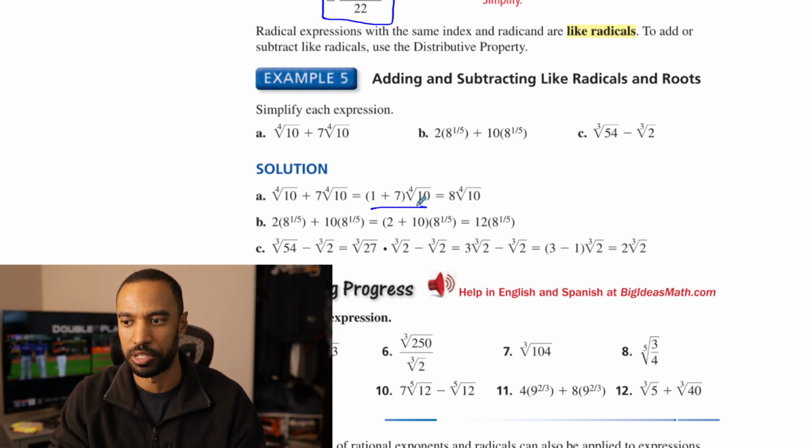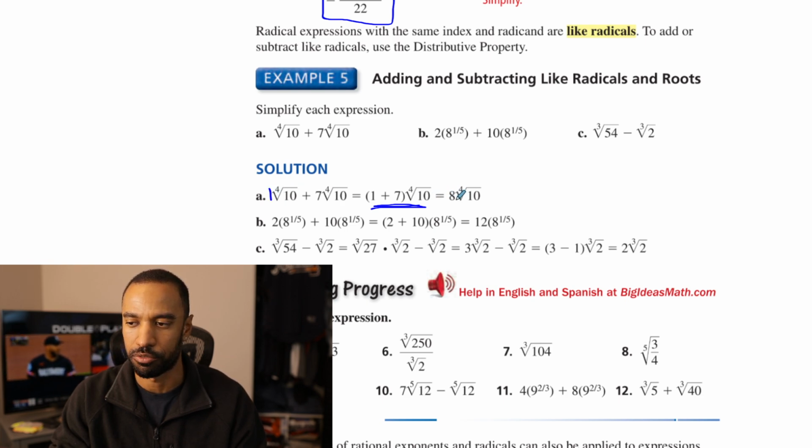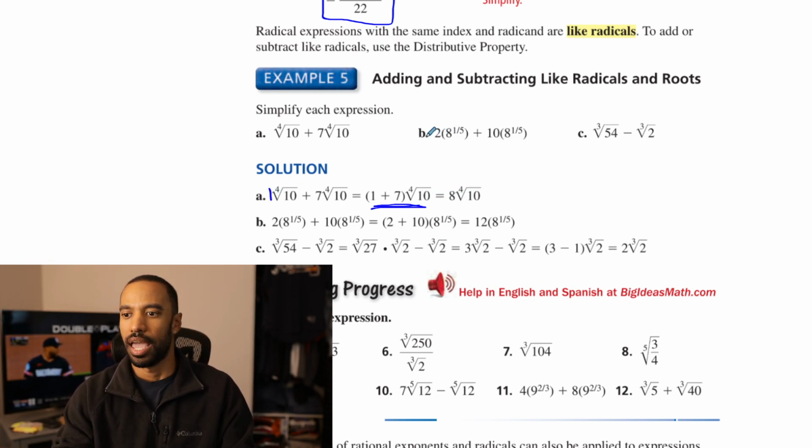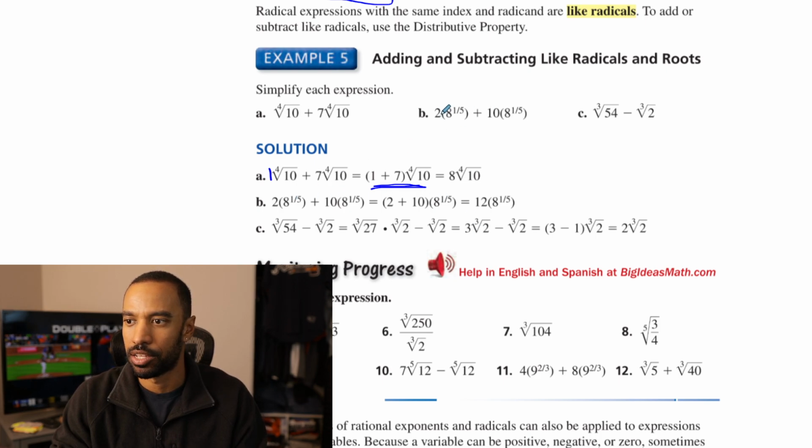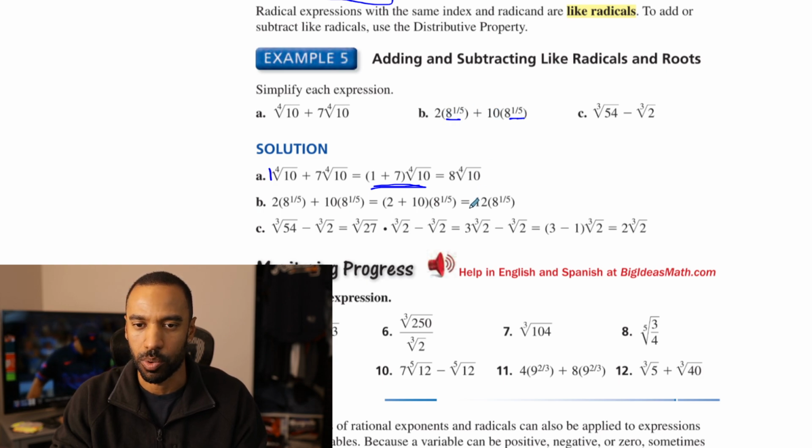You don't have to do the factoring stage. We're just going to combine like terms, add the coefficients. 1 plus 7 is 8. You're left with 8 times the 4th root of 10. And same with this one right here: 2 times 8 to the 1/5 power plus 10 times 8 to the 1/5 power. And as a reminder, you can't do 2 times 8 and 10 times 8 here because of what they're raised to by PEMDAS. But you can do the 2 plus 10 to get 12.